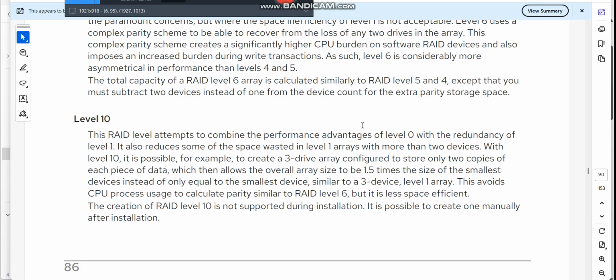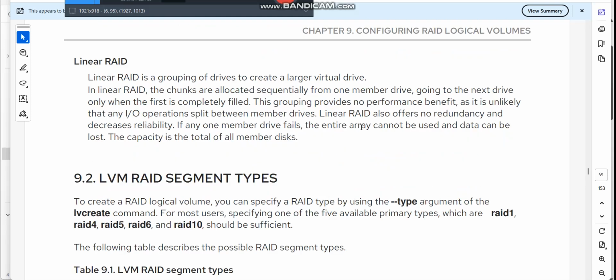Similar to a 3-device level 1 array, this avoids the CPU usage to calculate parity that RAID level 6 requires, but it is less space efficient. The creation of RAID level 10 is not supported during installation. It is possible to create one manually after installation.